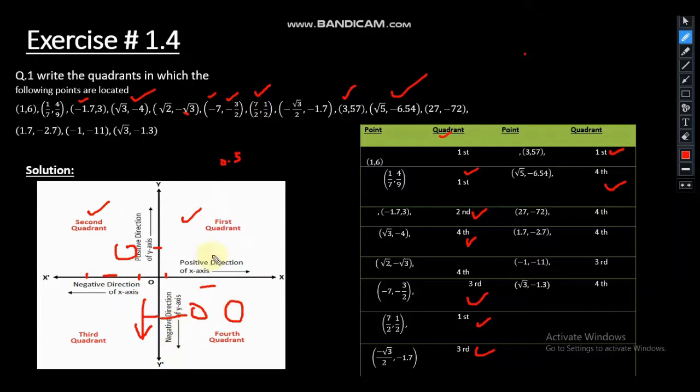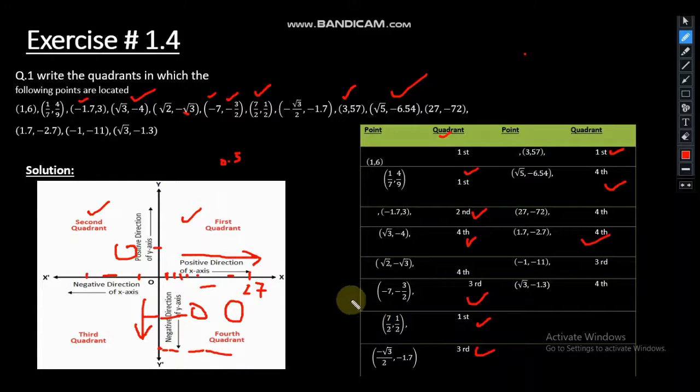So now this 27, which is also on the positive x-axis, 27 is here, 1, 2, 3, 4 and so on, and minus 27 means the value of y is here, minus 27. So we can represent both in the fourth quadrant. Similarly, 1.7 is also positive and 2.7 is in the fourth quadrant, so 1.7 is also in the fourth quadrant.